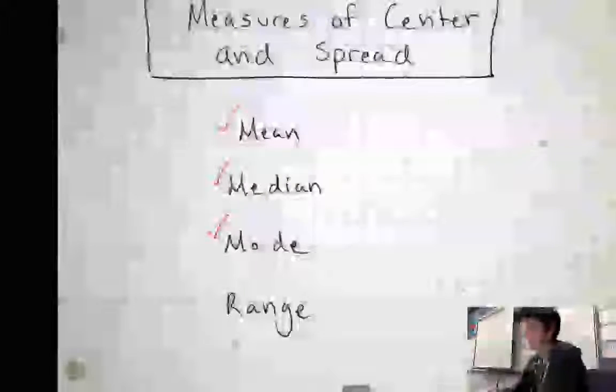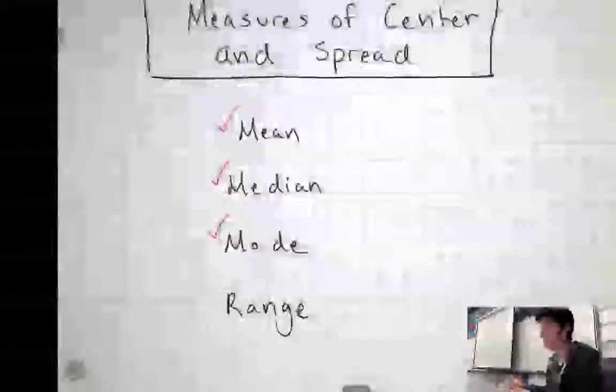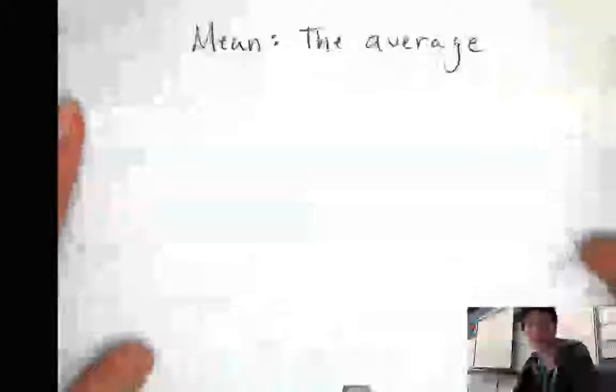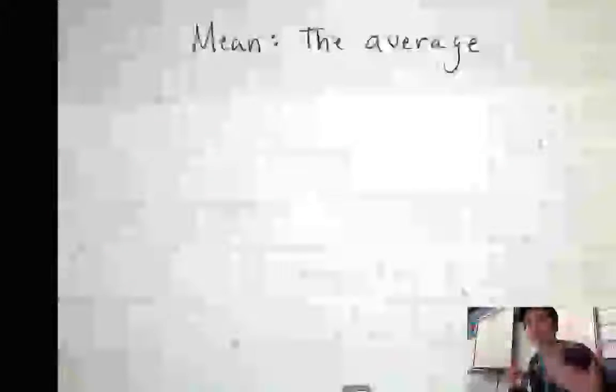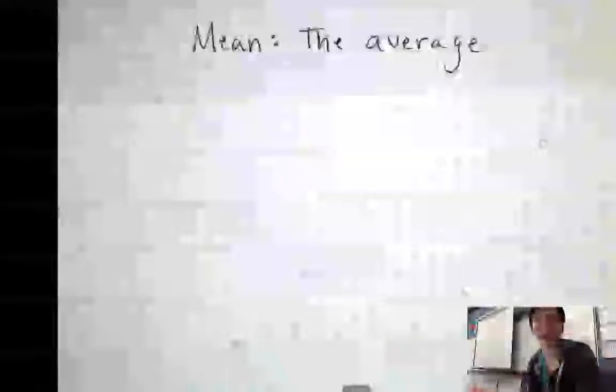To give you an example, let's start with mean first. Mean is typically called the average. So when I say we're going to calculate mean, your mind should automatically be thinking, I want to find the average of something. What's the average?